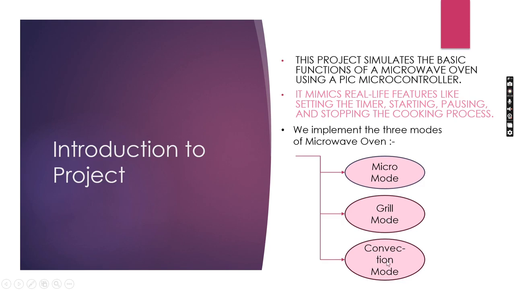At last there is a convection mode. Convection mode is a type of mode where we set the timer manually and cook the food by means of manual operation.